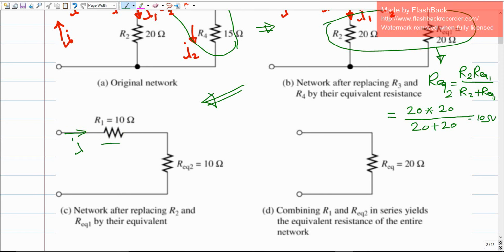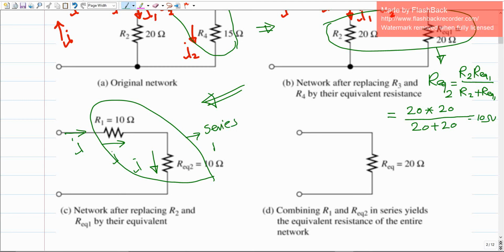Now if we distribute the current, we have the total current, which is I. This total current is going to keep roaming through the whole electrical circuit. So if I ask you how much is the current over R1, it should be the total I. How much is the current over R equivalent 2? It should be the total current I as well. So what does it mean? It means that these two resistors are series resistors, so it is fine to combine them into just one R equivalent.